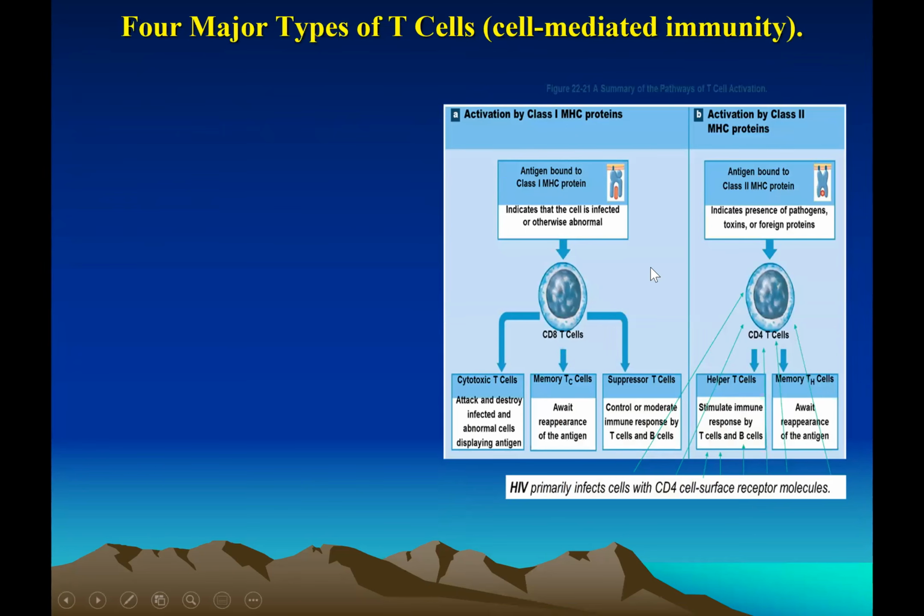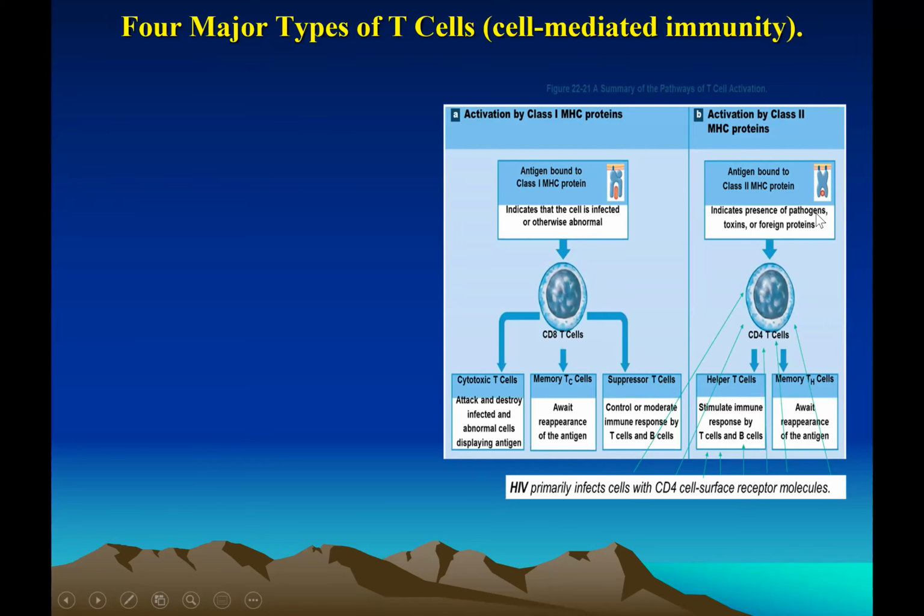Once they are presented, the T cells now know what the invader looks like. So we have an antigen bound to class 1 MHC protein. The T cell that is going to respond to this is called the CD8 T cell. They can differentiate into either cytotoxic, memory, or suppressor cells. Cytotoxic T cells are the ones that are going to destroy the invader. Memory T cells will hang around and have a memory of that invader, so that if it attacks at a later time, they can get rid of it. Suppressor T cells are the regulators of the T cells.